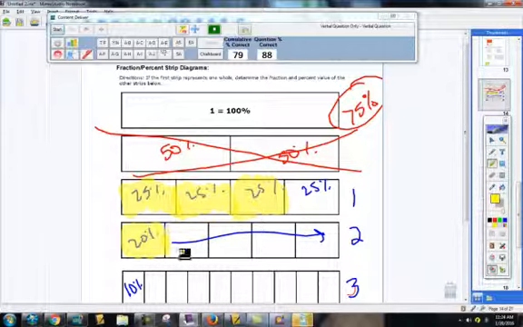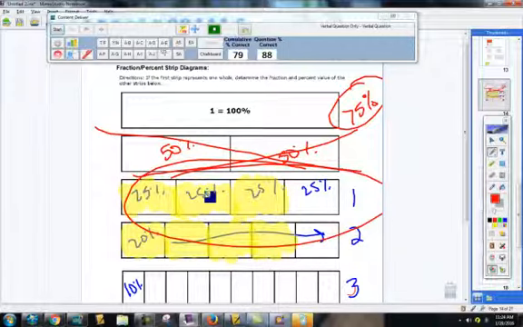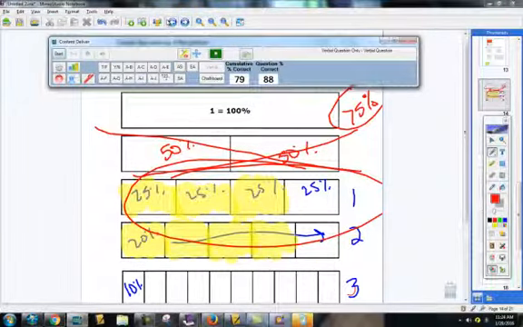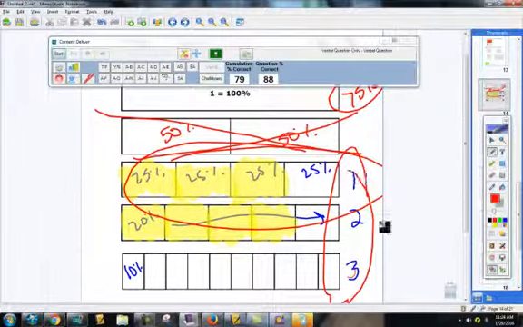I got 20. Okay, if I add another 20, that's 40. If I add another 20, that's 60. If I add another 20, that's 80. I skipped over 75%. The only one that would show me 75 would be that one. Number 1. Okay? So those are the only 3 ways you can cut the strip diagram up. Those are the only 3 we're going to use. So you need to know those 3 ways. And if you don't, then you need to definitely review those.